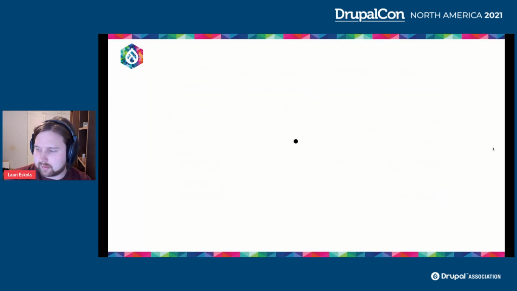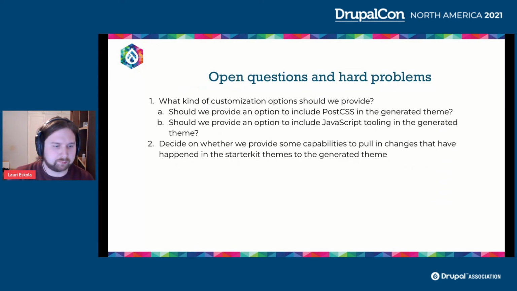Okay. So as you can see, that is pretty functional already. It already generates a team based on the markup that we got from Classy. We do still have some open questions on hard problems we have to solve. For example, we need to decide what kind of customization options we should provide. For example, should we provide an option to include PostCSS in the generated team? That's what we use with Claro and Olivero.